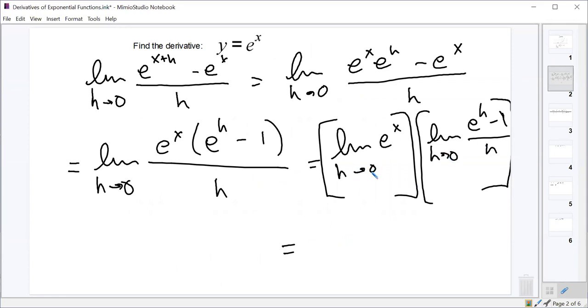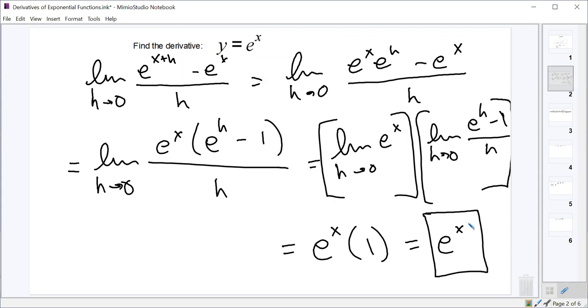And what's the limit as h approaches 0 of e to the x? It's just e to the x. So you have e to the x times 1, which is e to the x. So the derivative of e to the x is e to the x.